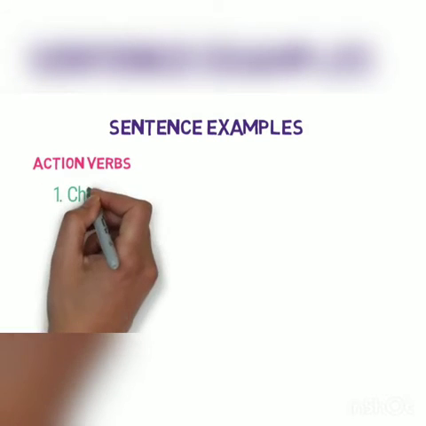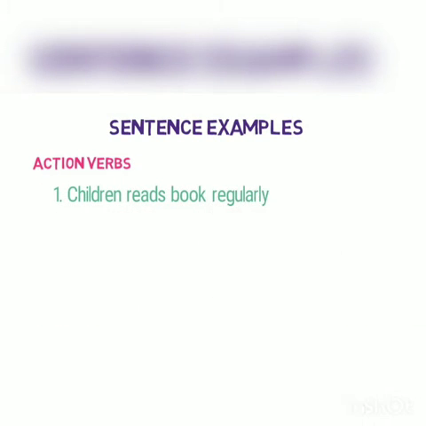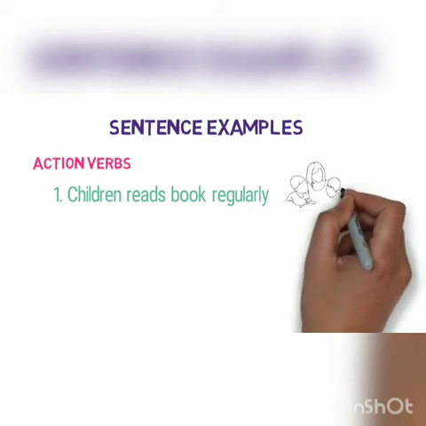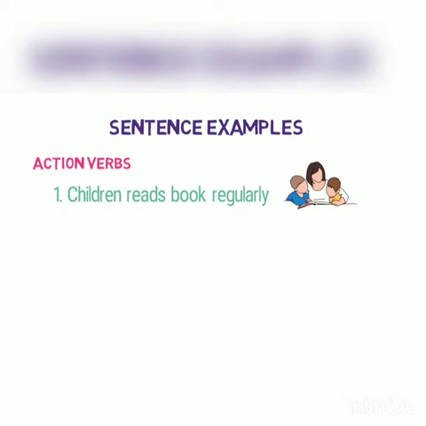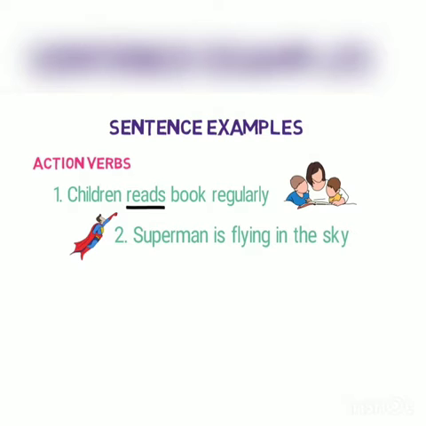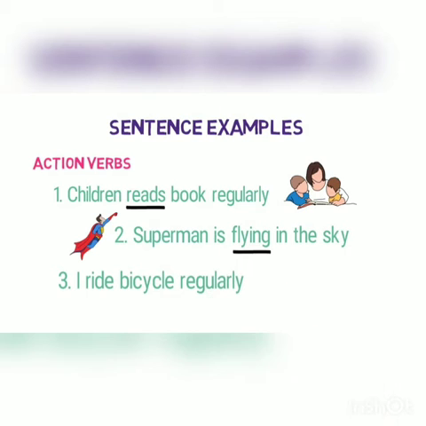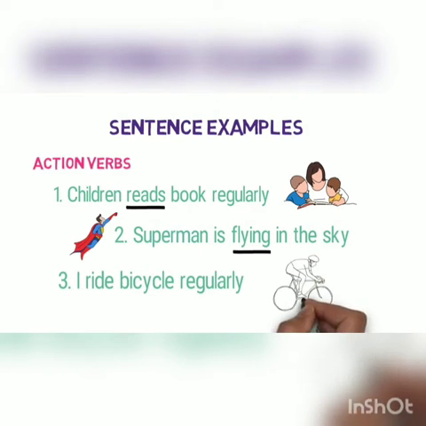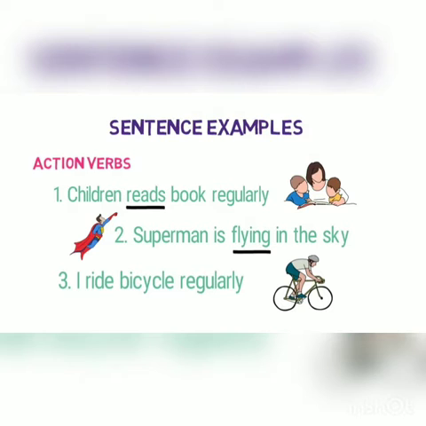Let's look into some sentence examples of them. First, let's see action verbs. First, children read books regularly. Here, what is the action performed by children? It is reading. So, read is an action verb. Second, Superman is flying in the sky. Here, what is the action performed by Superman? It is flying. So, flying is an action verb. Third, I ride a bicycle regularly. Here, what is the action that I perform with the cycle? It is riding. So, ride is an action verb.